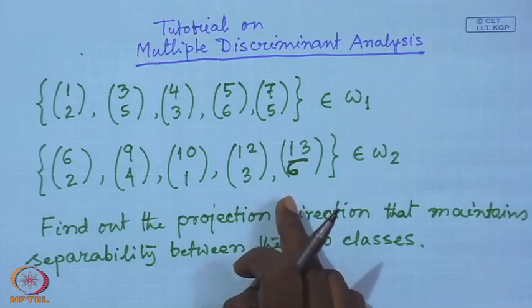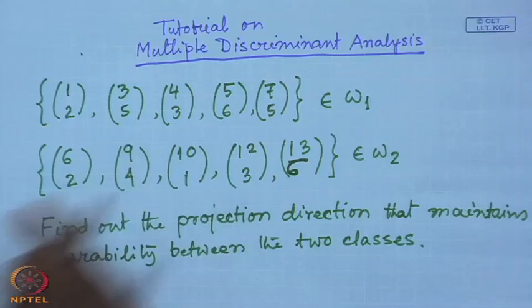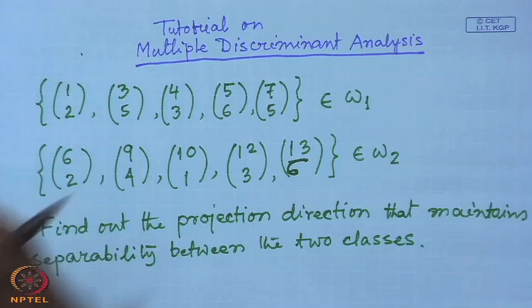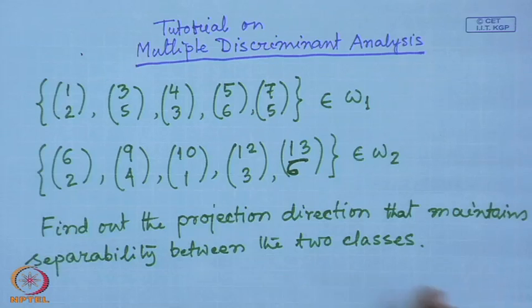Okay. So, we have these 5 feature vectors from class omega 1, and we have the 5 feature vectors from class omega 2. Right. So, first, if I want to find out the projection direction for best representation, then what we have to do is we have to find out the eigenvectors of the covariance matrix of these data elements. So, let us see how we can find out the covariance matrix first, and from the covariance matrix we have to find out the eigenvector corresponding to the maximum eigenvalue.